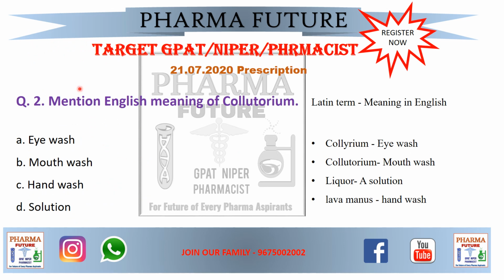Second question, mention the English meaning of colutorium. Option A eye wash, option B mouthwash, option C hand wash, and option D solution. The Latin term for eye wash is collyrium, for mouthwash is colutorium, for solution is liquor, and for hand wash is lava manus.